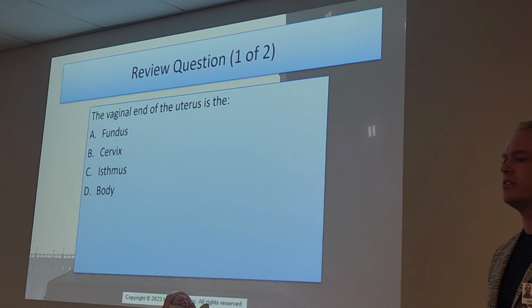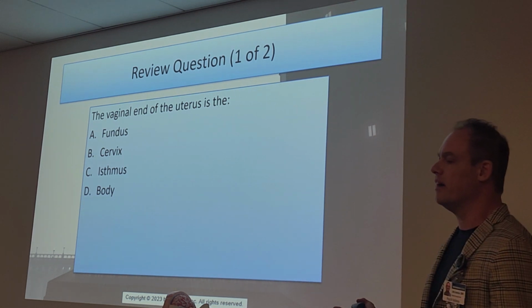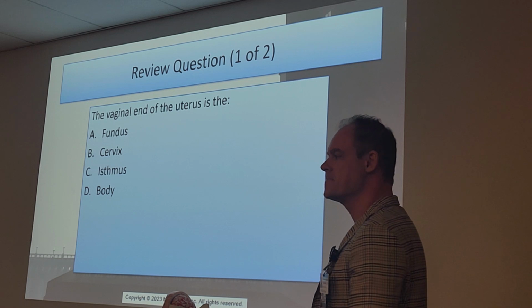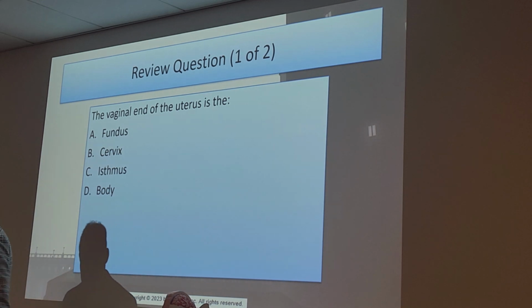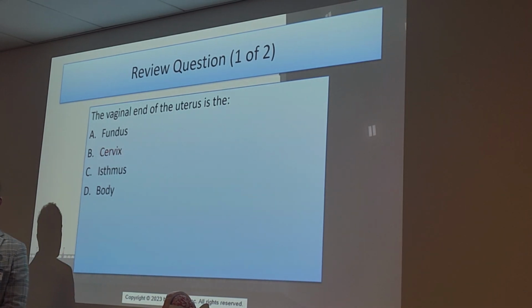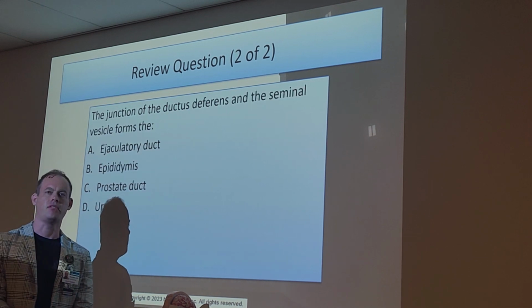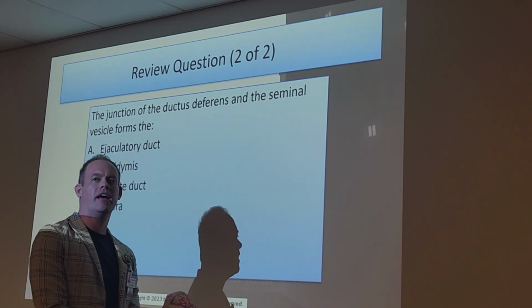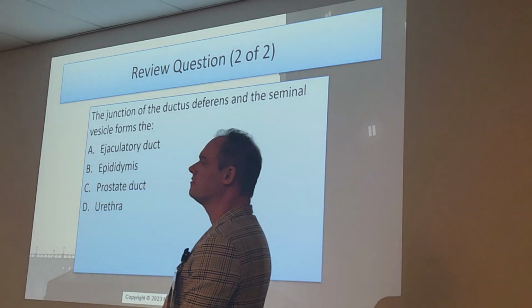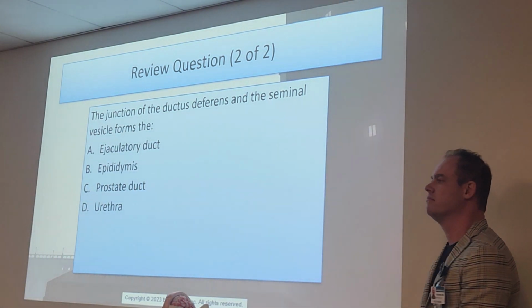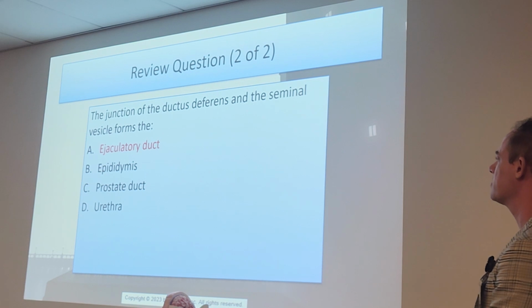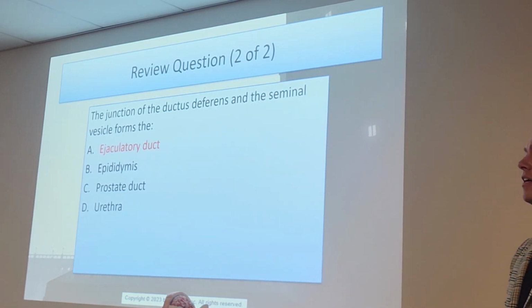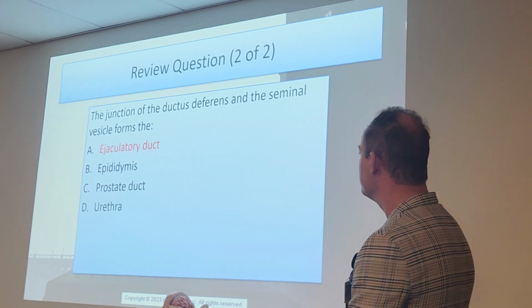So some review questions before we talk about some actual procedures. That's the end of the anatomy of the reproductive system. The vaginal end of the uterus is the what? In other words, what's the most inferior portion of the uterus? Cervix, correct. The junction of the ductus deferens and the seminal vesicle forms the what? Ejaculatory duct, correct. So know the path of how that sperm is transported. Know the order. It's going to be asked on your test.